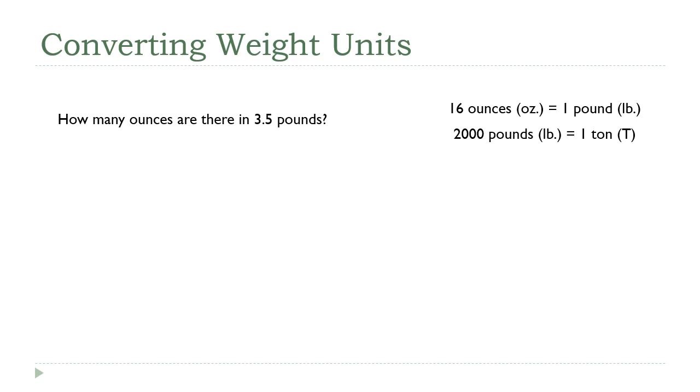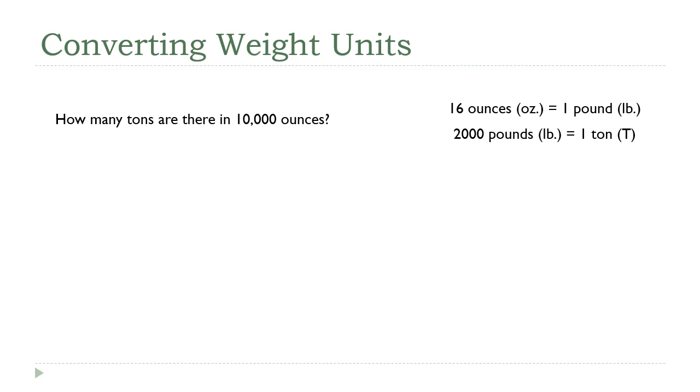So if I want to take 3.5 pounds and convert that to ounces, I'm going to start with 3.5 pounds, and I need my conversion factor. It's got to have pounds down here and ounces up here. My conversion says that there's 16 ounces in 1 pound. The pounds are going to cancel. 3.5 times 16, that's 56. So it's going to be 56 ounces.